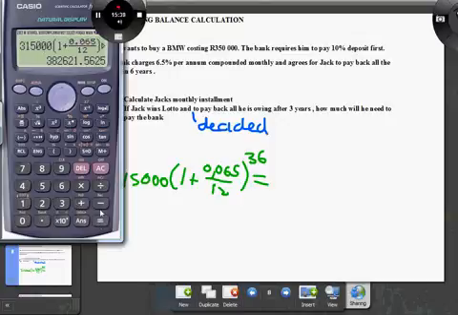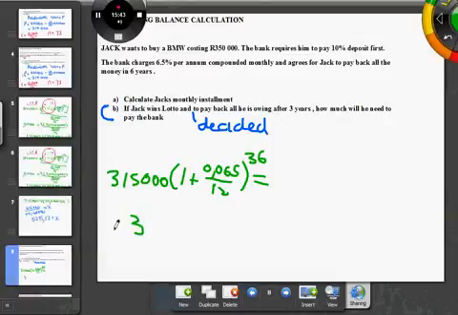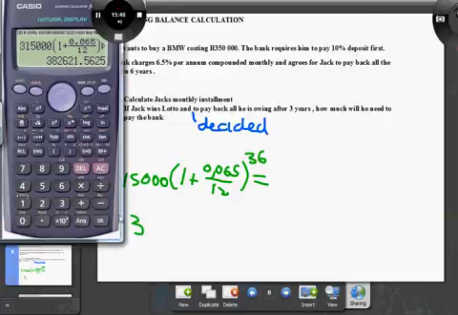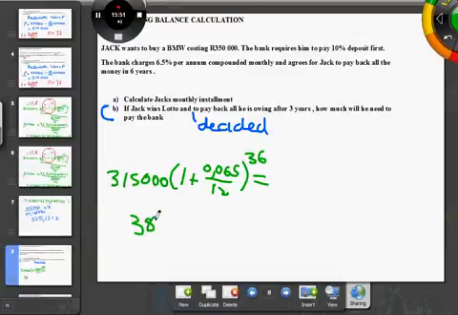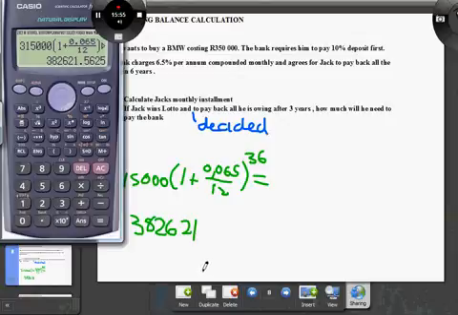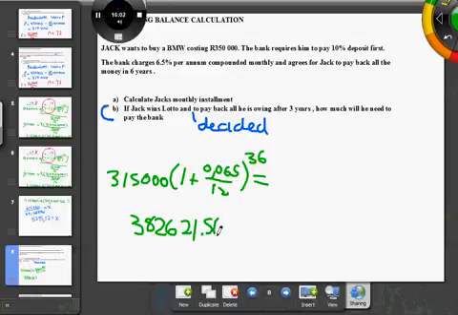So in other words, Jack should have had, that's 382,621.5625. This is how much the bank should get from Jack in total. This is the money that the bank will want to have after 3 years from Jack.